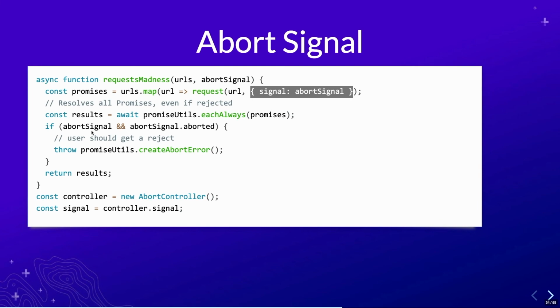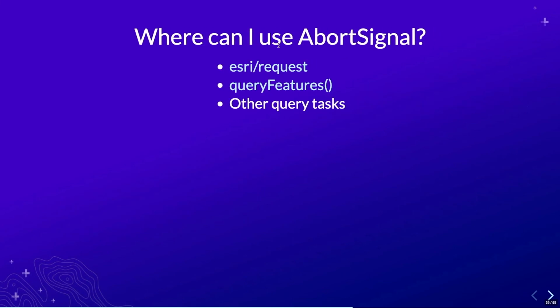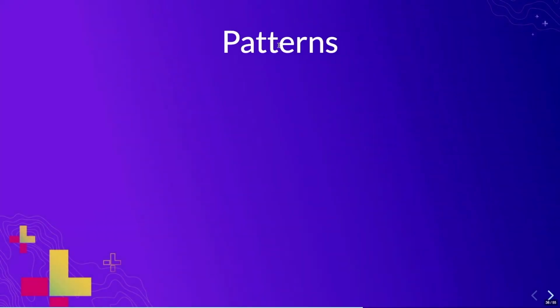Then, if something goes wrong with the abort signal at this point and it's been aborted, I can go ahead and return an abort error inside of my function here. So I can check for that abort signal to see if something happened. If not, I'll just go ahead and return the results. So you can see how that might work inside your code if you want to start using the abort signal in the JavaScript API. And that works on esriRequests. It works for the queryFeatures functions of the layers and the layer views, and a bunch of other query tasks. All right, so some patterns.